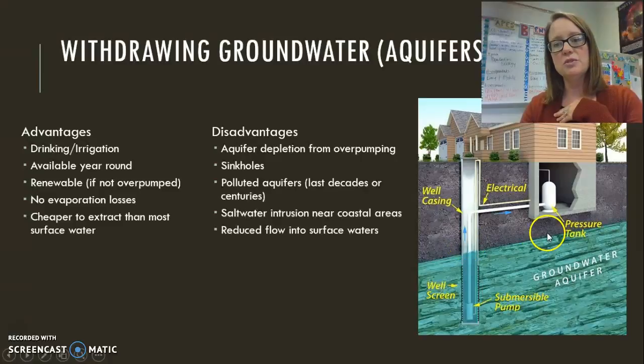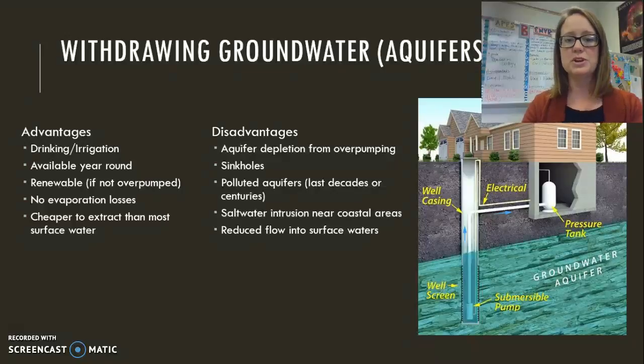Disadvantages is that if it's overused, the water table can drop. If an aquifer becomes polluted, it can take decades or even centuries for that pollution to disperse. Near coastal areas, if groundwater is overused, then you get saltwater intrusion, which renders your aquifers unusable.